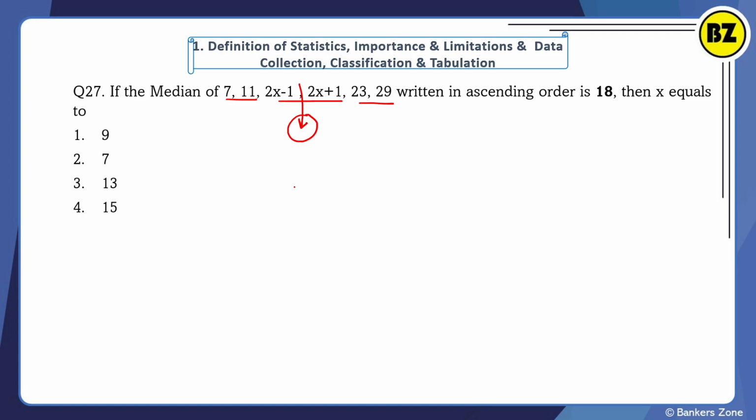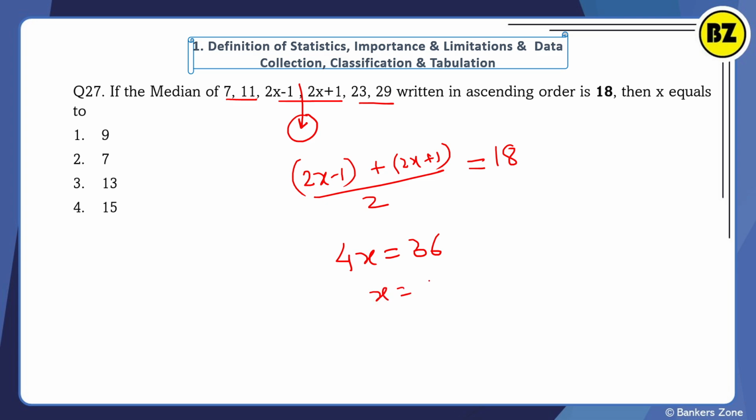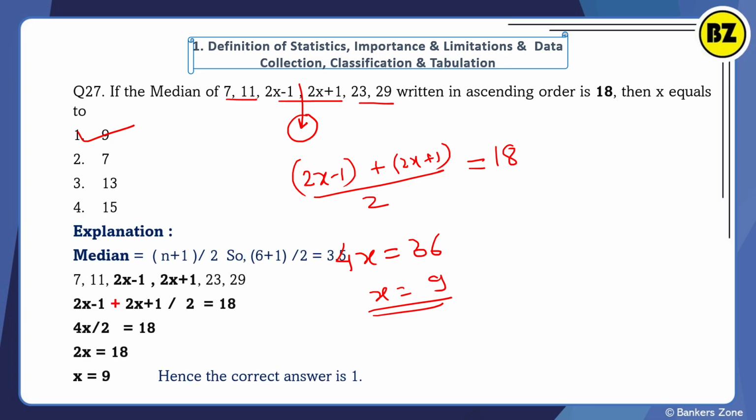So we have to find the middle values. What will be the middle value? See, (2x minus 1 plus 2x plus 1) upon 2 will be the middle value. It is given as 18, right? So 4x will be 36 and x will be 9. So the correct option is 9. Very easy, right? Without a formula, if you know the concept of what the median is, the middle value, you can easily solve it in that way. For a solution, if you need, you can check out here.